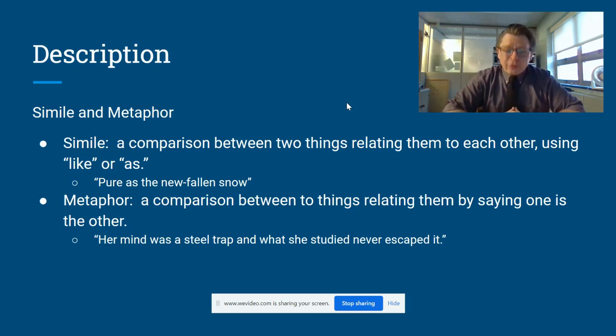After that, we have metaphor, comparison between things, relating them by saying that one simply is the other. And here our example is: her mind was a steel trap, and what she studied never escaped it.